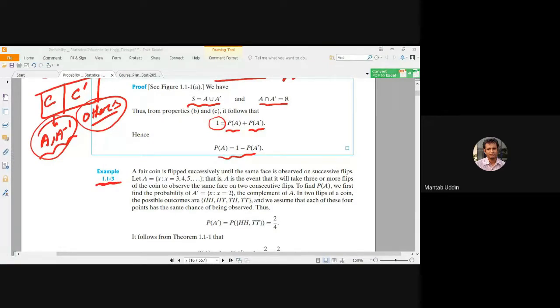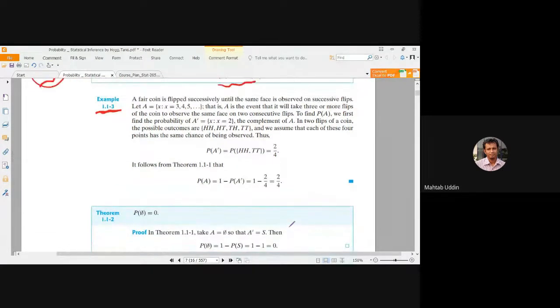We're starting our math from here. What is the example? So 1.1.3. Okay, try to understand the question first. A fair coin. What does fair mean? Fair means unbiased, fair means equally probable. Sometimes you will see it written as unbiased. Okay? Fair means unbiased, fair means equally probable, so the probability of both sides is equal. Understood?